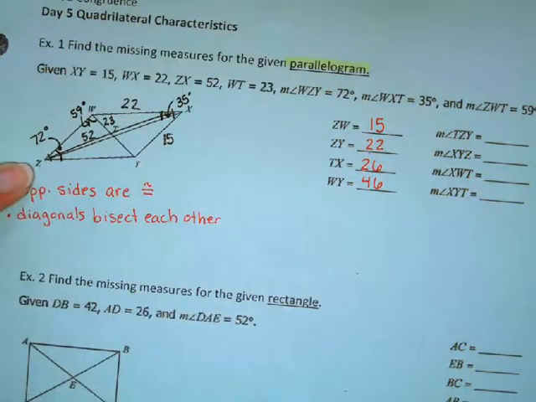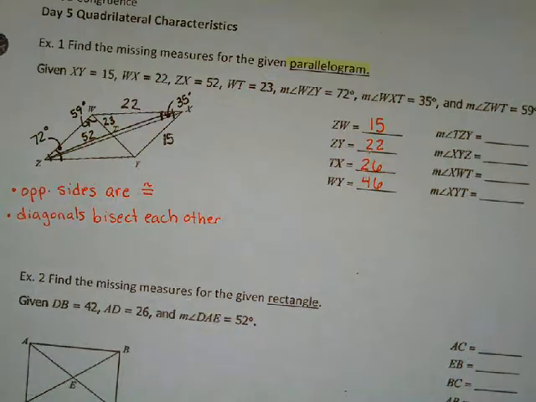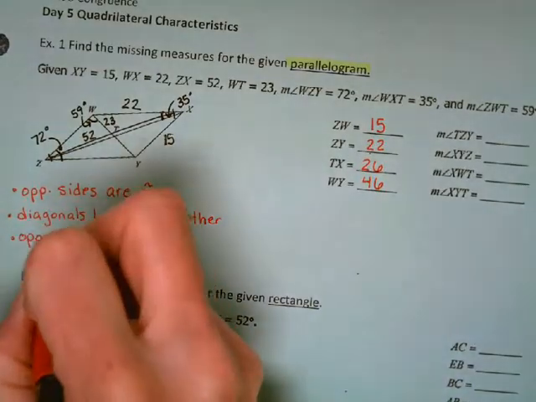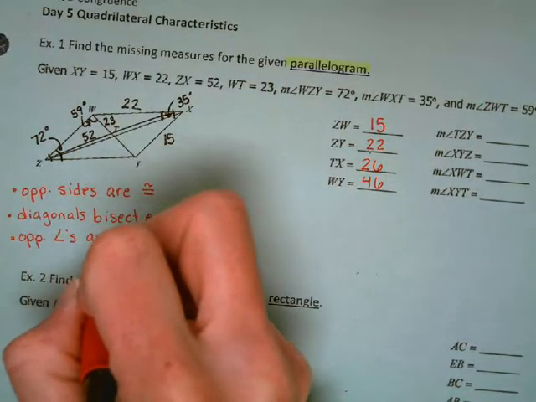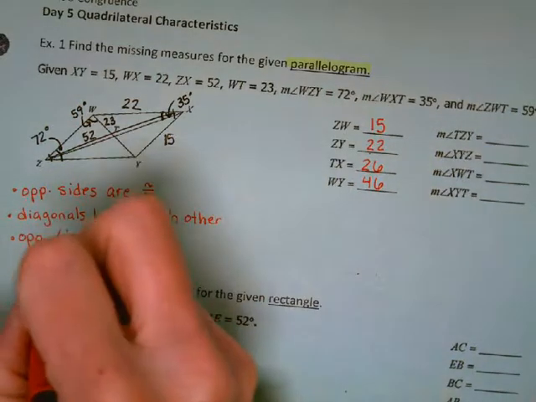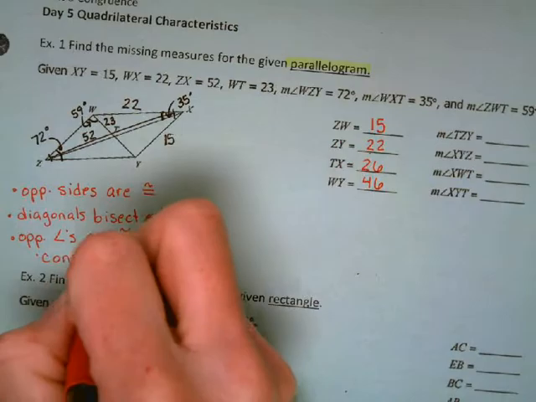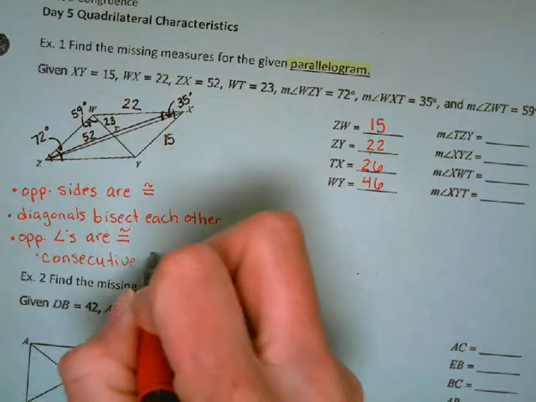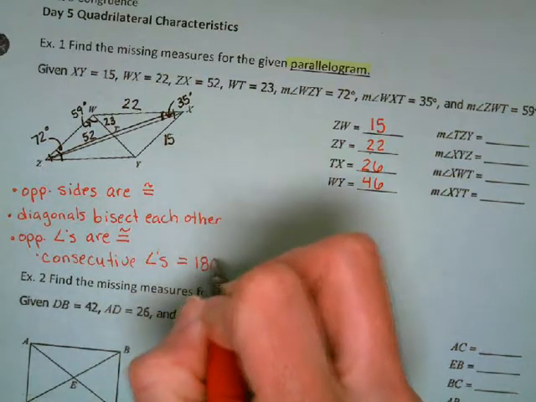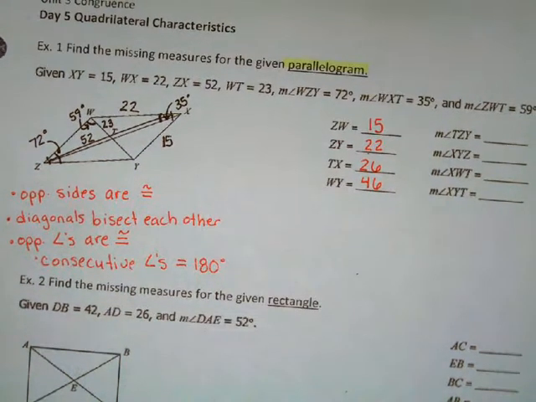Alright, so some key features with angles. We know opposite angles are congruent. We also know that consecutive angles are supplementary. Instead of writing out the word supplementary, I'm going to say consecutive angles are 180 degrees, because that's what supplementary means. They add up to 180.